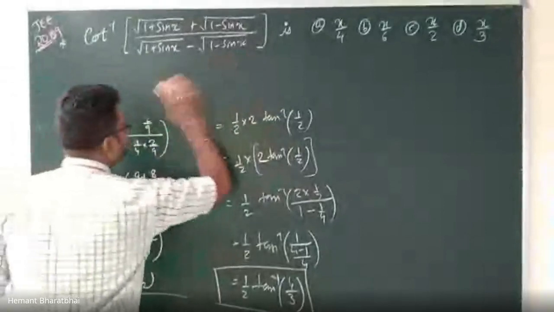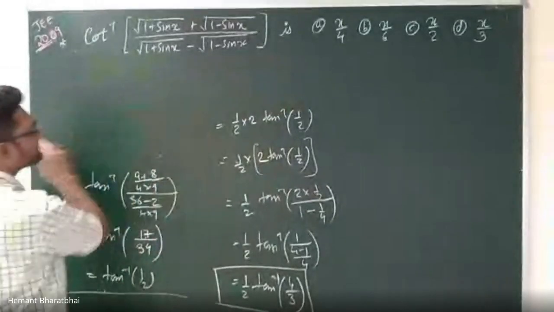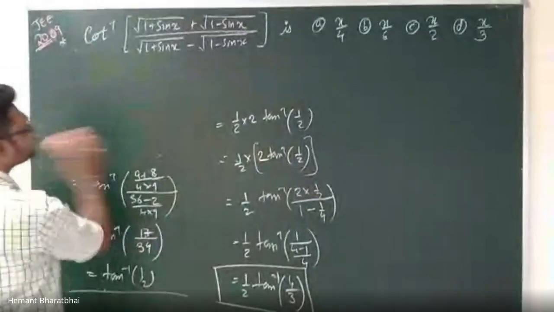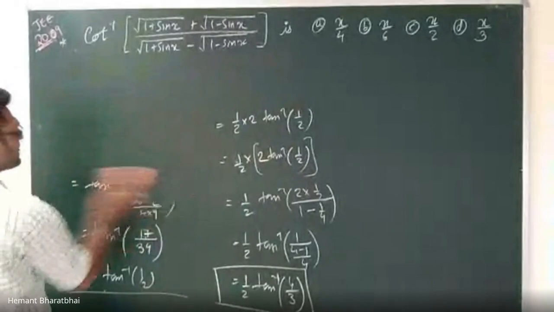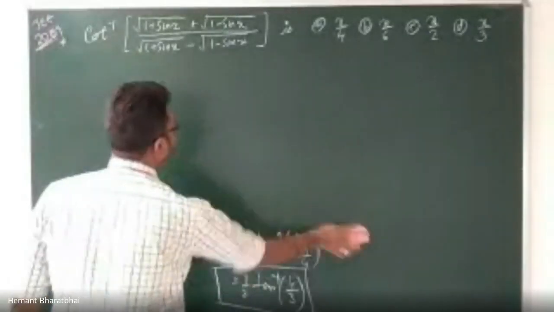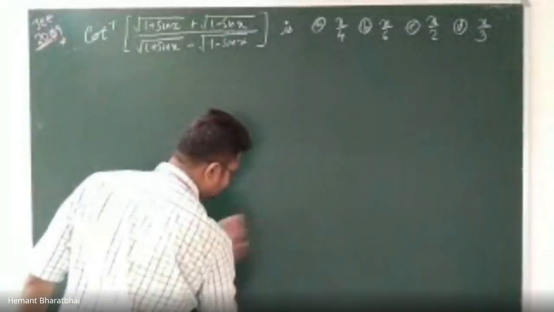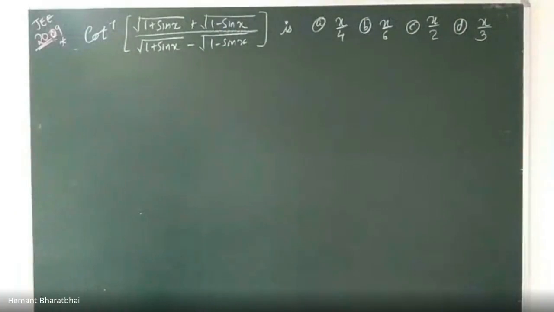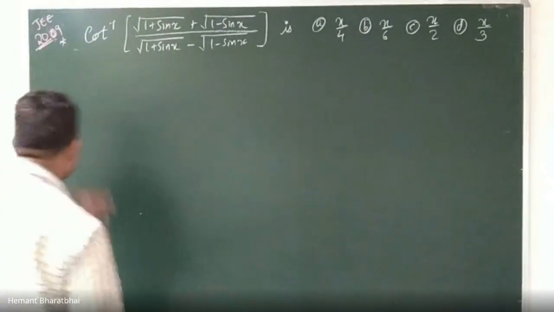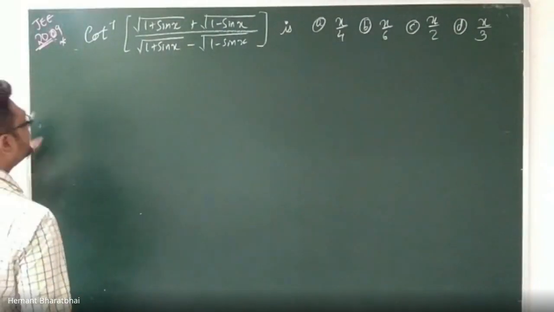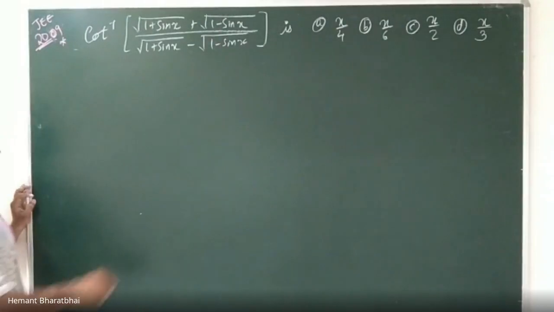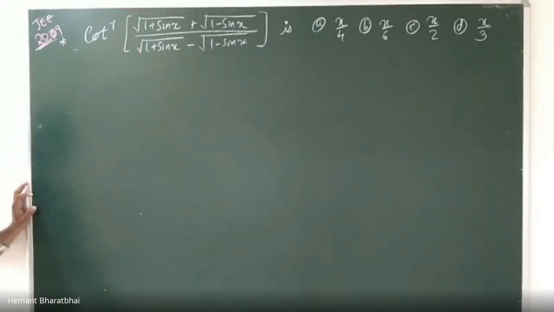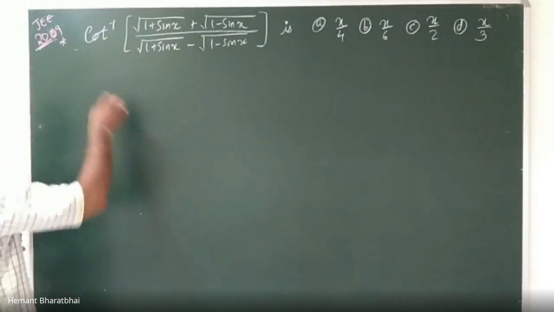So how are we going to do it? You can rationalize also, because similar terms are there, and your minus is there, your plus is there. So to remove the square root, you can do rationalization. So one way is rationalization, and the other way, since it is trigonometry, is that we can apply trigonometric formulas.